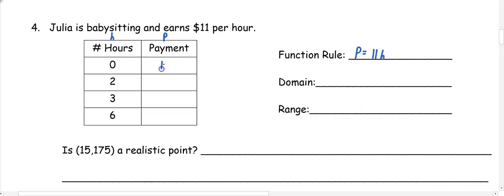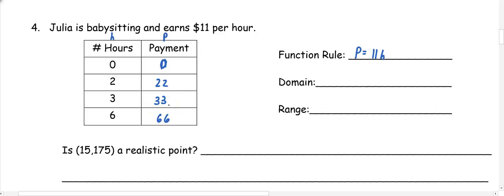So if she babysits 0 hours, she makes $0. If she babysits 2 hours, 2 times 11 is $22. If she babysits 3 hours, 3 times 11 is $33. If she babysits 6 hours, 6 times 11 is $66.